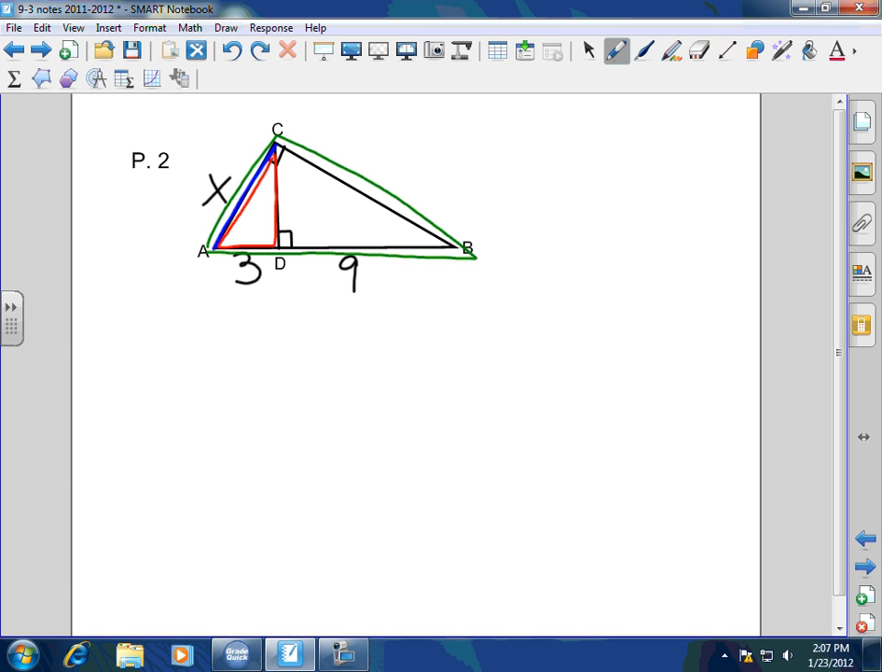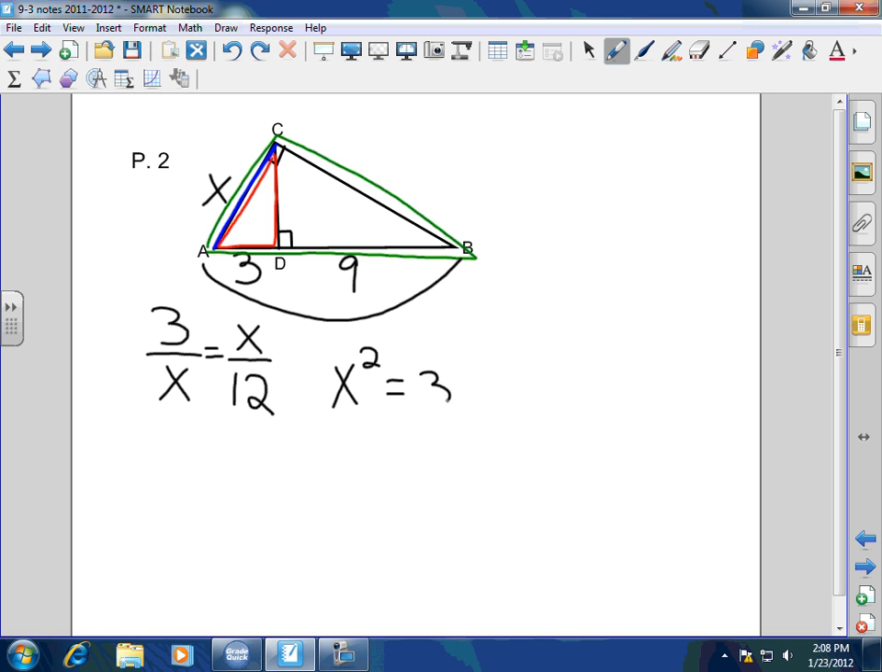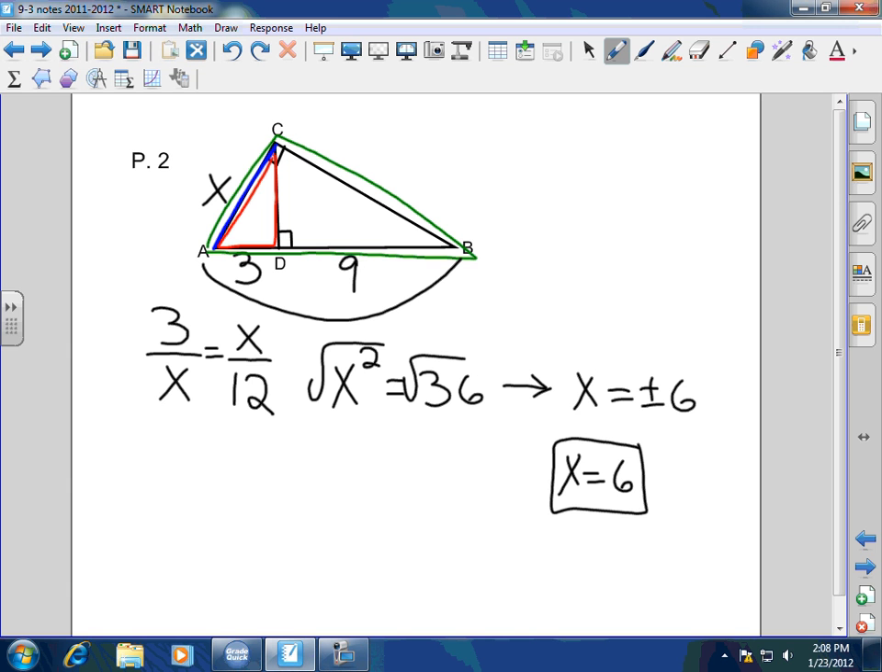So I'm going to have small side to shared side equals shared side to 12, which is the whole entire side of the large green triangle. So then, very good. I heard someone say the answer. x squared equals 36, square root both sides. x technically equals plus or minus 6, but x only equals, for our purposes, positive 6, because you cannot have a negative side.